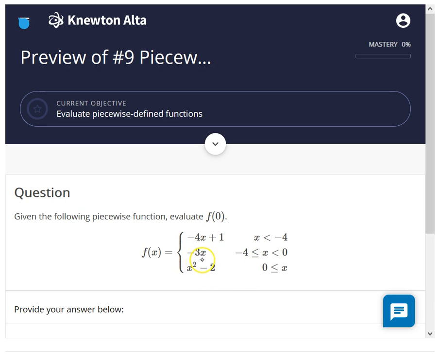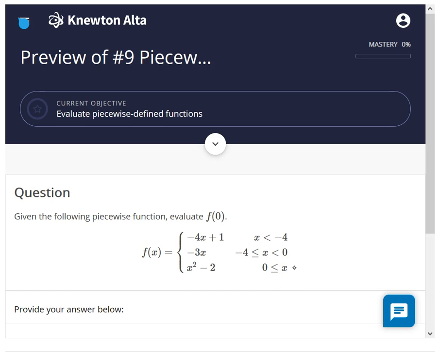Whereas the middle piece, negative 3x, says that you choose x's that are bigger than or equal to negative 4 or less than 0. In other words, x must fit between negative 4 and 0. You can include negative 4, but you cannot include 0. And then the last one says you use this piece, x squared minus 2, only when x's are bigger than or equal to 0, or 0 is less than or equal to x.